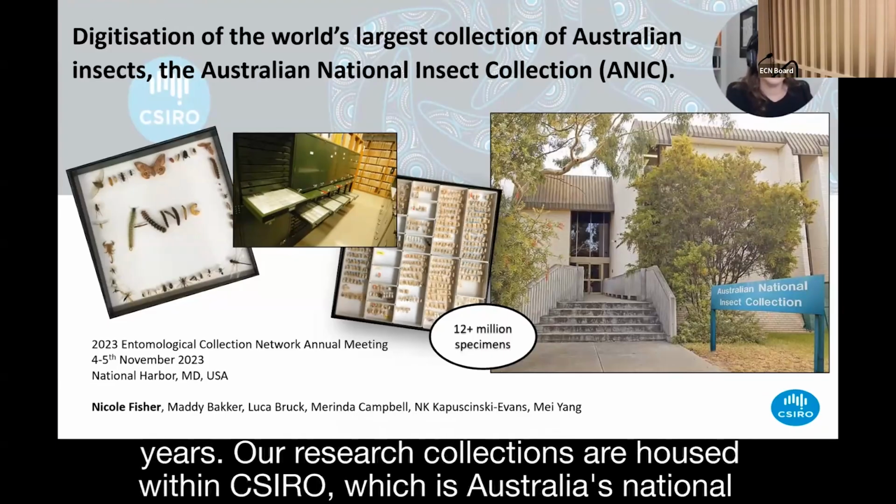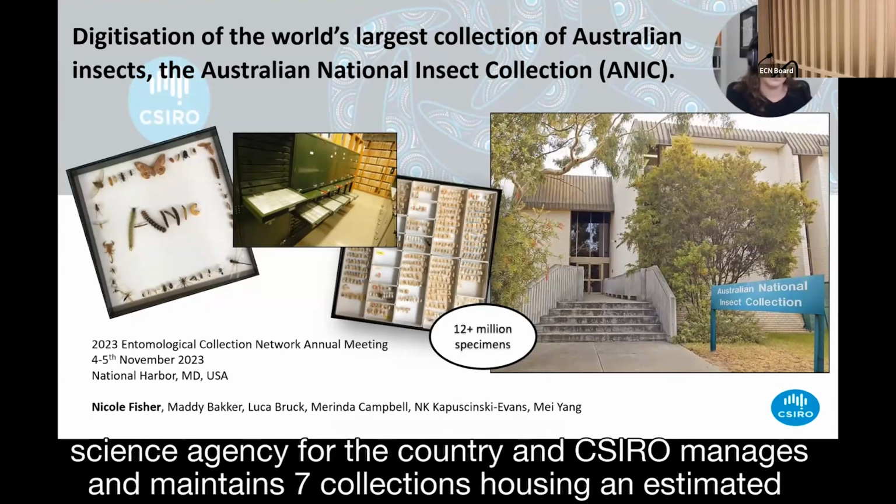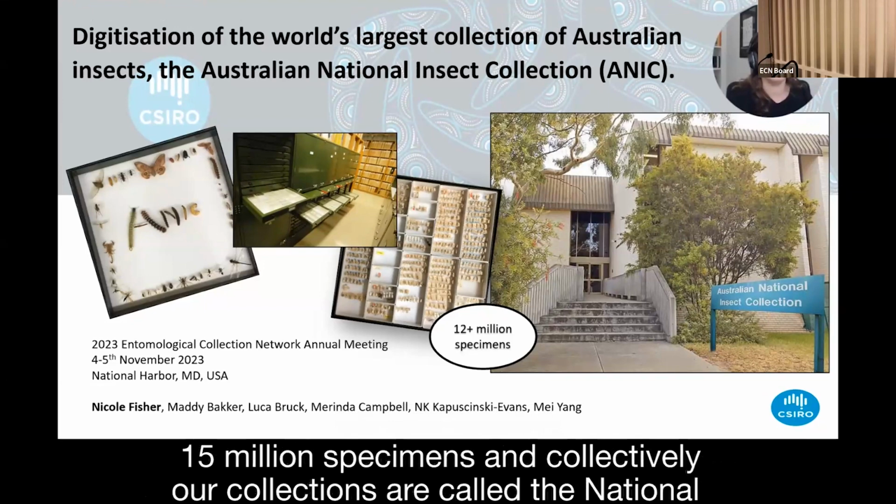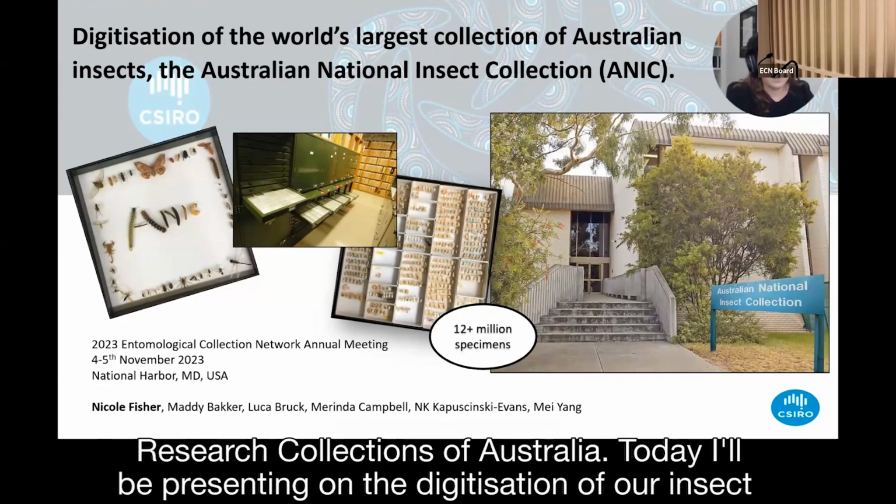Our research collections are housed within CSIRO, which is Australia's national science agency, and CSIRO manages and maintains 7 collections housing an estimated 15 million specimens. Collectively our collections are called the National Research Collections of Australia.